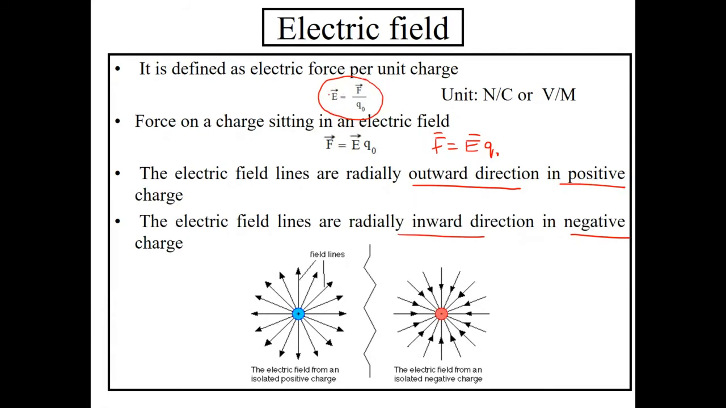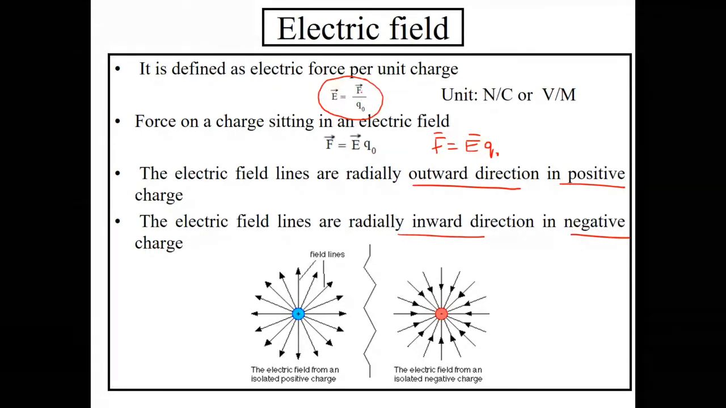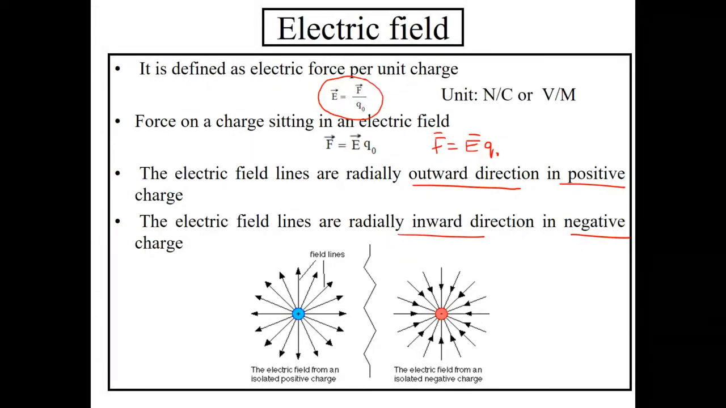What is the definition of electrical field? The definition of the electrical field is nothing but force per unit charge, so force divided by the unit charge. Unit charge is nothing but our test charge. So the general definition of the electrical field is force per unit charge. And the unit for this electrical field, we can say, is Newton per coulomb or volt per meter. Clear, my dear?